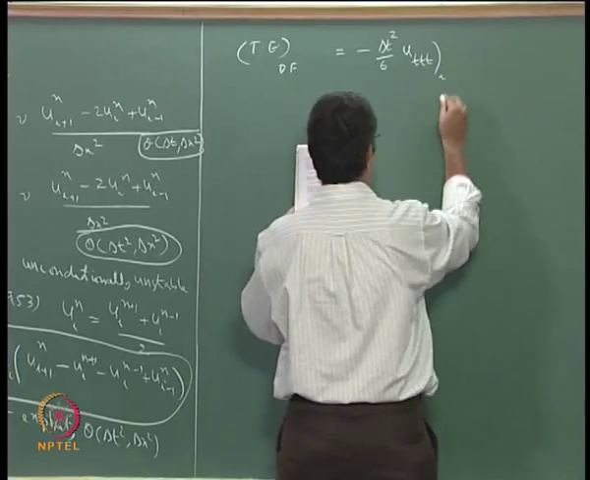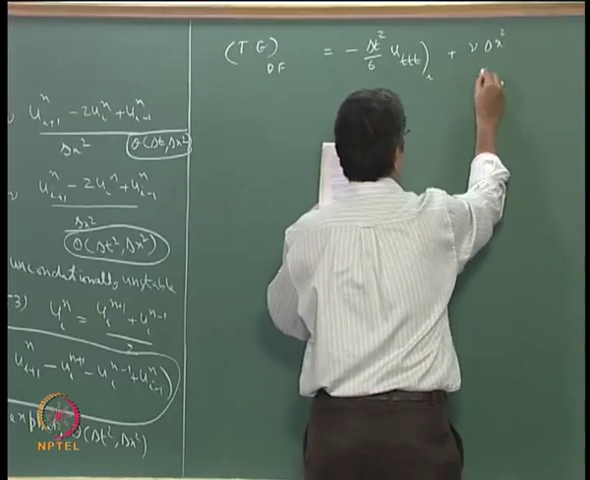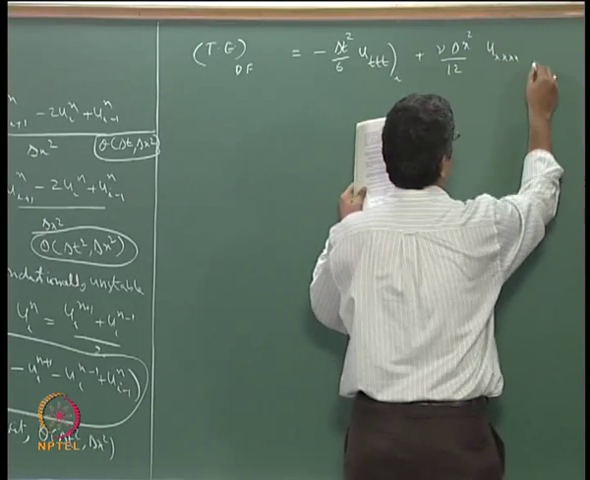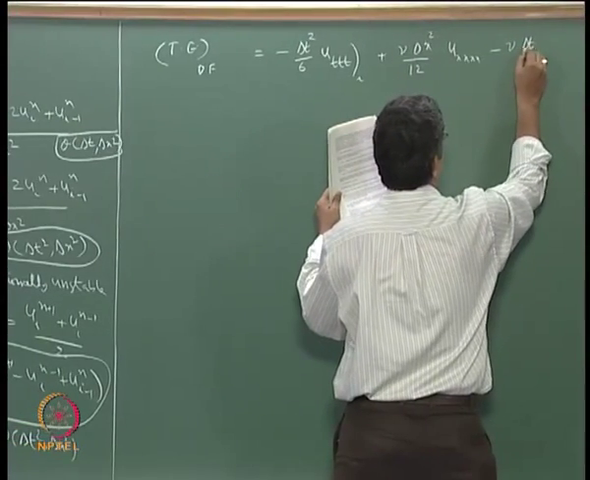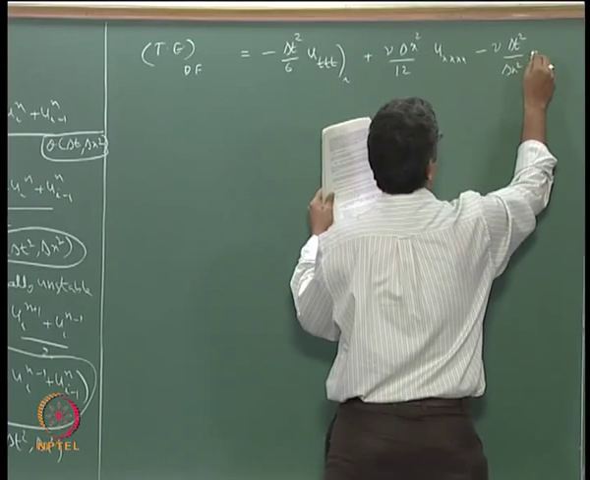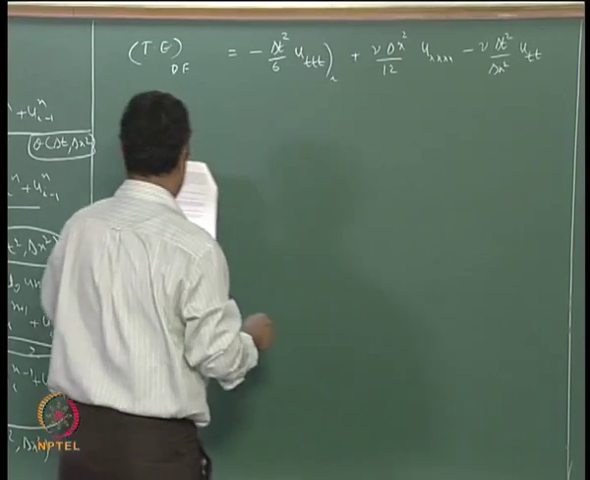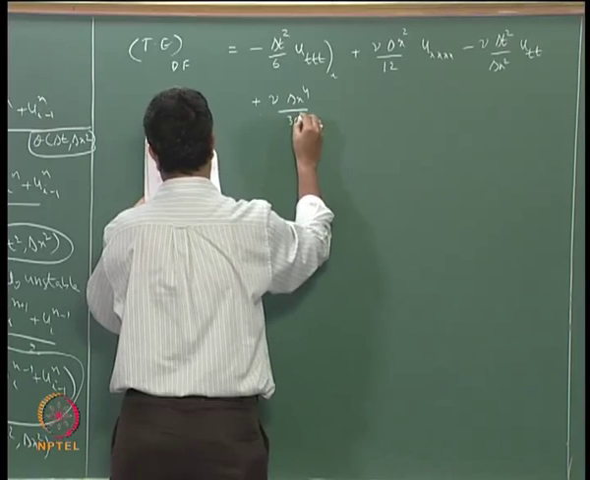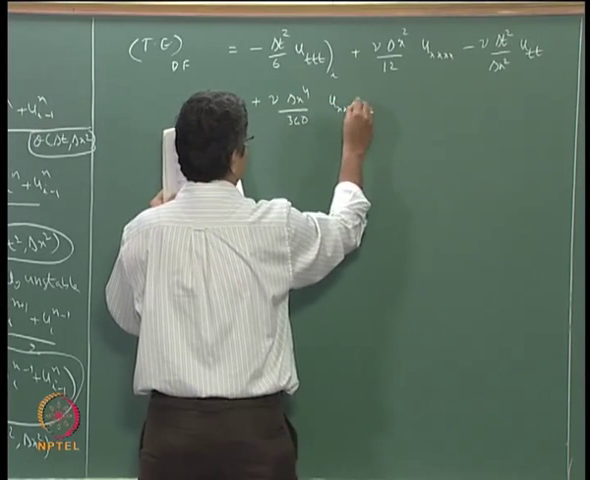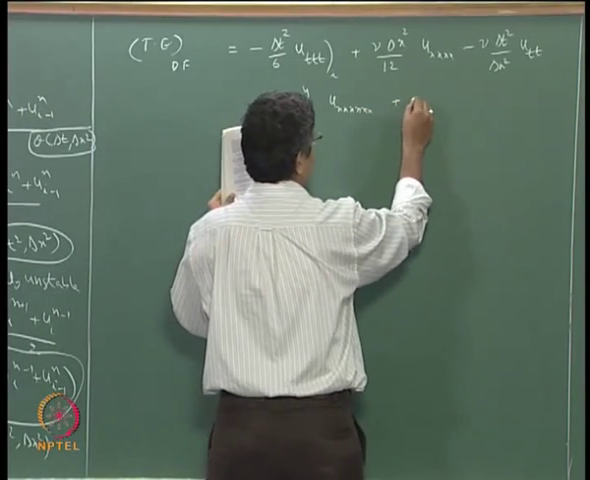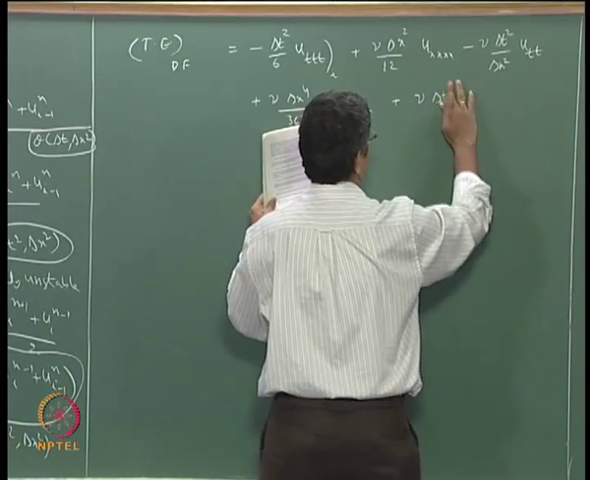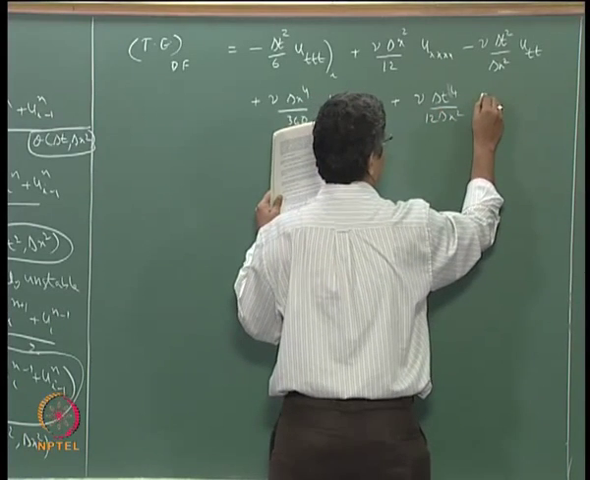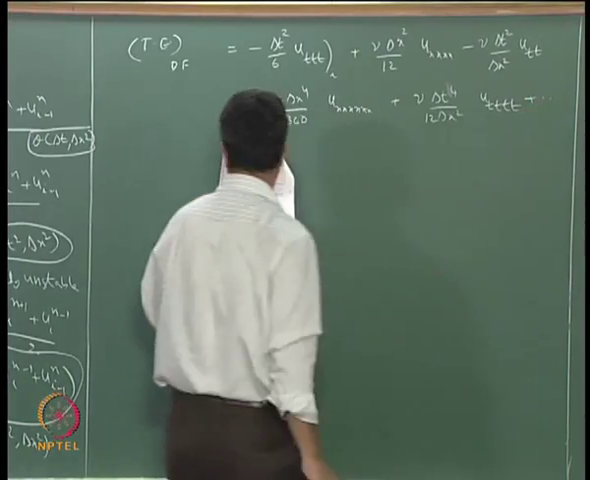Okay, the third derivative times delta t square plus nu delta x square by 12 u x x x x, that is the fourth derivative, minus nu delta t square by delta x square times u t t. All derivatives are evaluated at x, plus nu delta x 4 by 360 times u x x x x x x, that is the sixth derivative, plus nu delta t square t 4 by delta x square by 12 delta x square, fourth derivative of time, and so on, okay, like this.